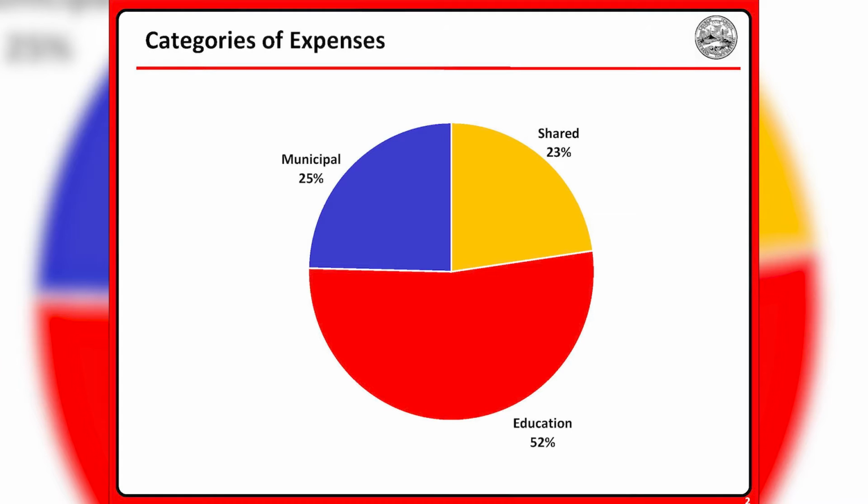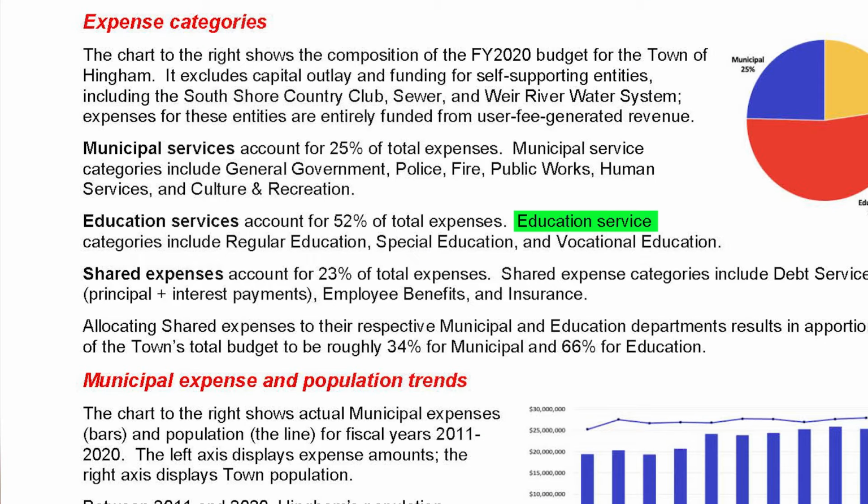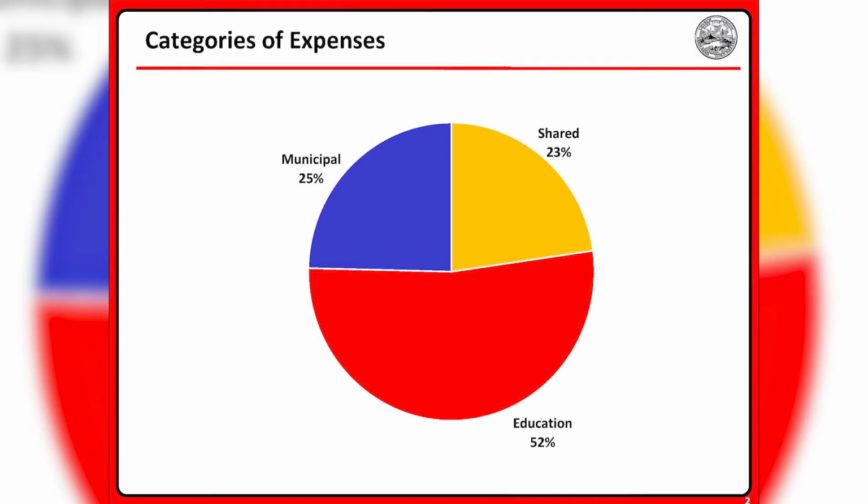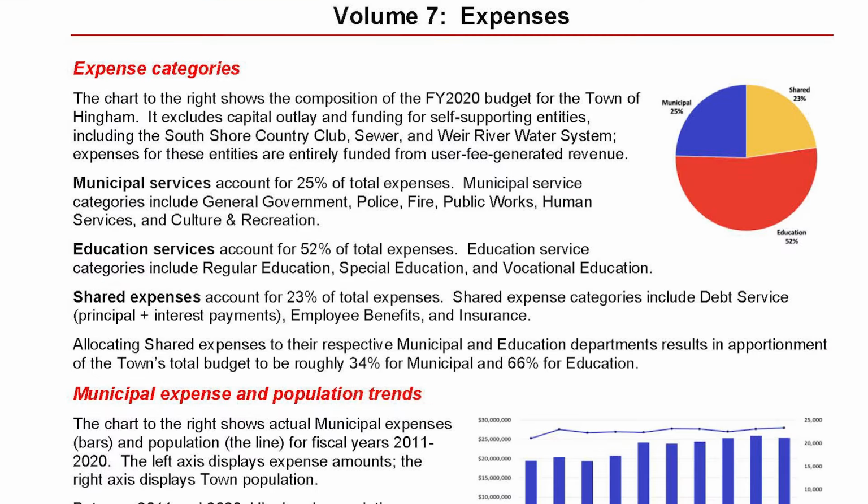Education services account for 52% of total expenses. Education service categories include regular education, special education, and vocational education. Shared services account for 23% of total expenses. Shared expense categories include debt service, principal and interest payments, employee benefits, and insurance.